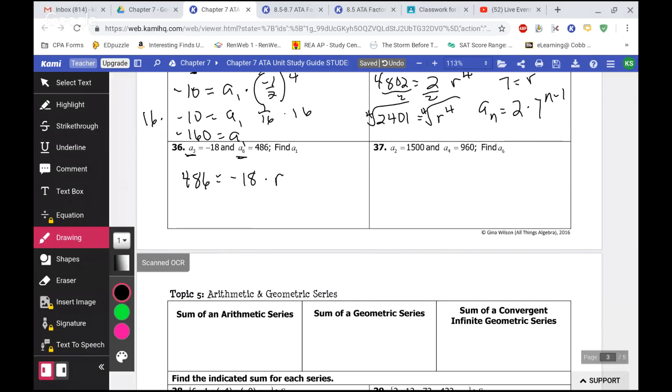So 6 minus 3 would go here. Does that make sense to you guys? Instead of n minus 1, we're going to do 6 minus 3 because we know it's a geometric sequence. That common ratio is going to happen 3 times between 6 and 3. Does that make sense? Yes. Okay. So 486 equals negative 18 times R to the 3rd. Divide both sides by negative 18.